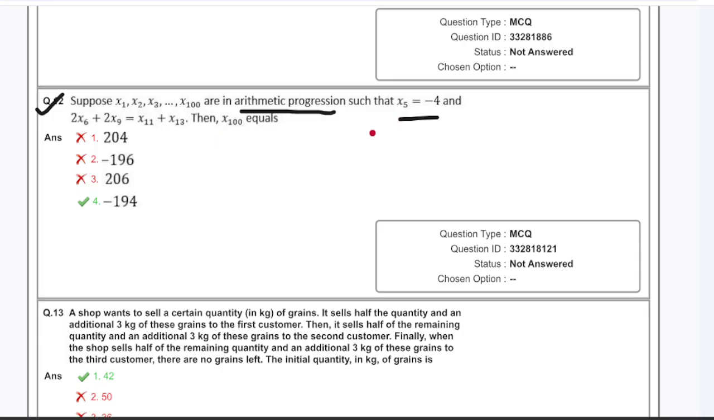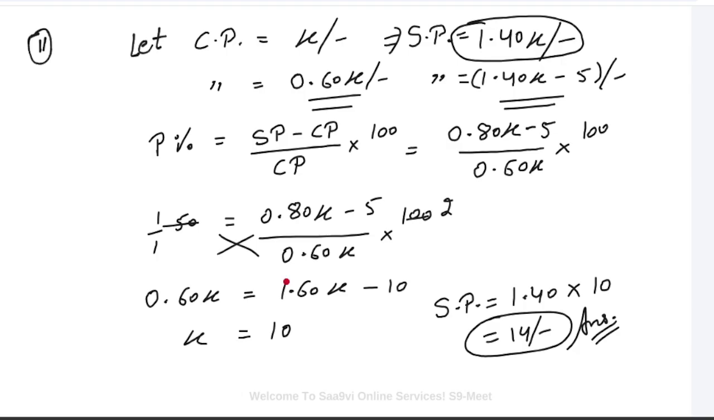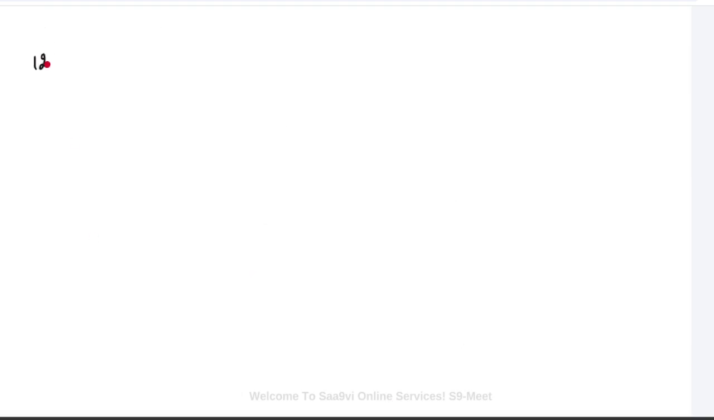So let's understand what this x5 means. We know the nth term in AP is a plus n minus 1 into d. Everybody will be aware of this formula, I believe. Now let's solve this question. Question number 12. In the beginning they said the fifth term is equal to minus 4. That means x plus 4d, where d is the common difference, is equal to minus 4.